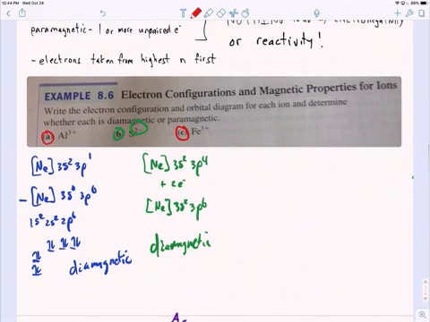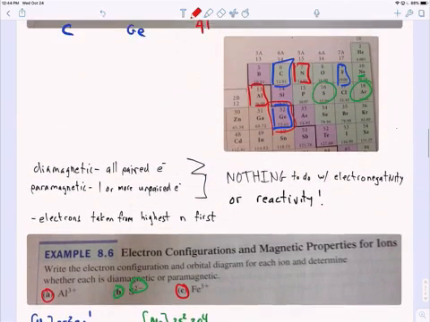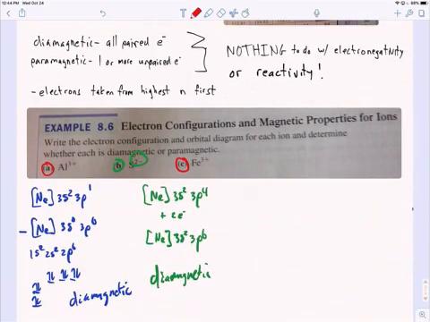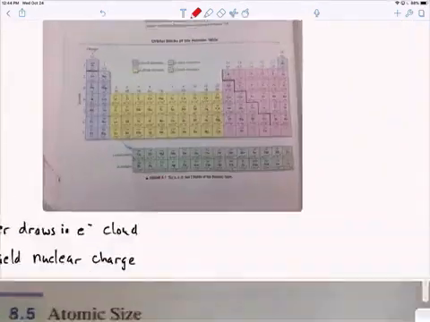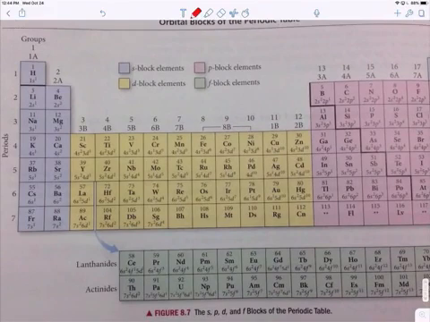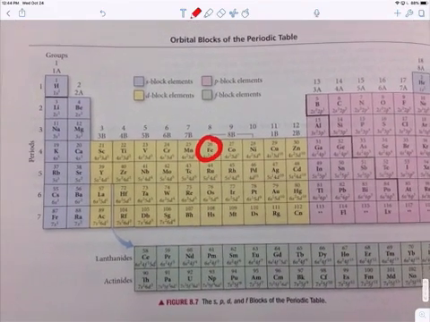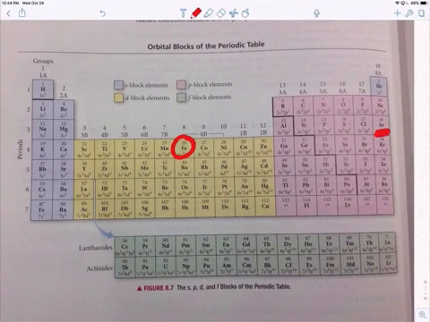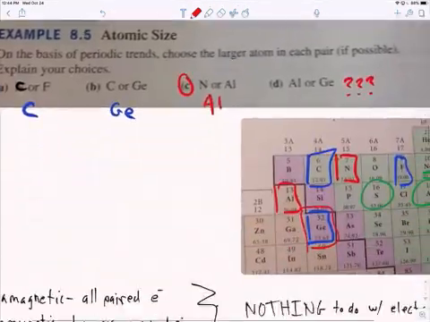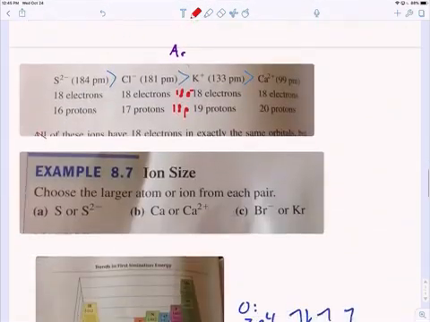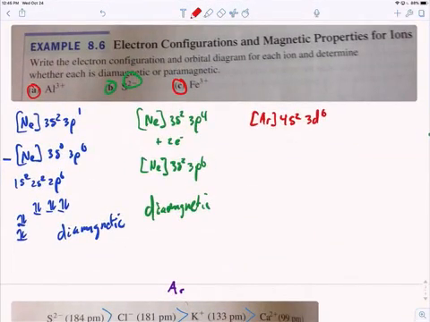And iron's configuration is going to be argon's. So we have argon's configuration 4s2, I think it's 6. Let me see. Iron is right here. So it is argon's configuration 4s2, 3d 1, 2, 3, 4, 5, 6. So there we go. That's its ground state.